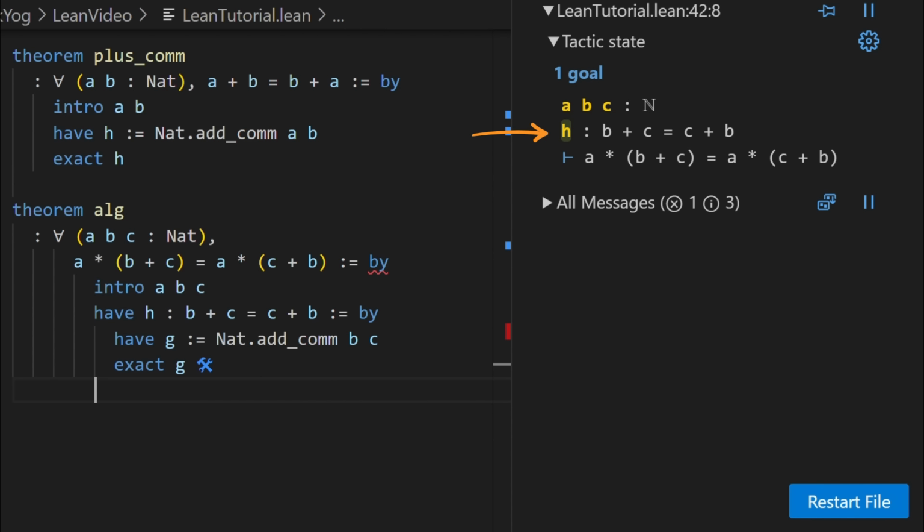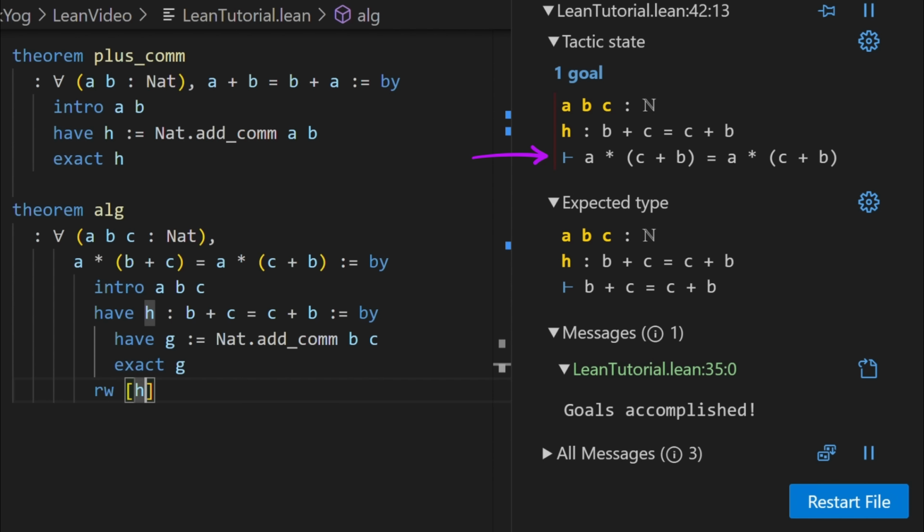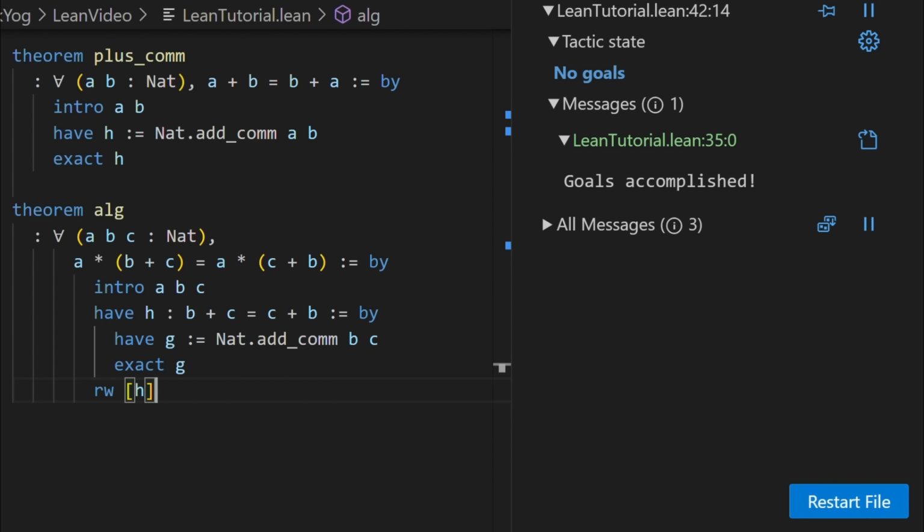To rewrite H into the goal, I will use the tactic rewrite H, and B plus C gets rewritten as C plus B. Given any equality, the rewrite tactic will replace the LHS with the RHS. The goal is trivial now, and the rewrite tactic automatically solves it for us.